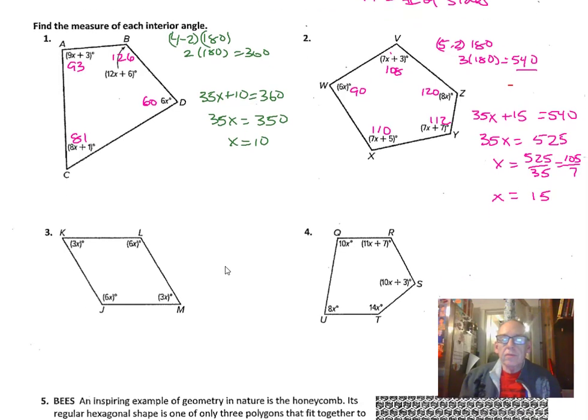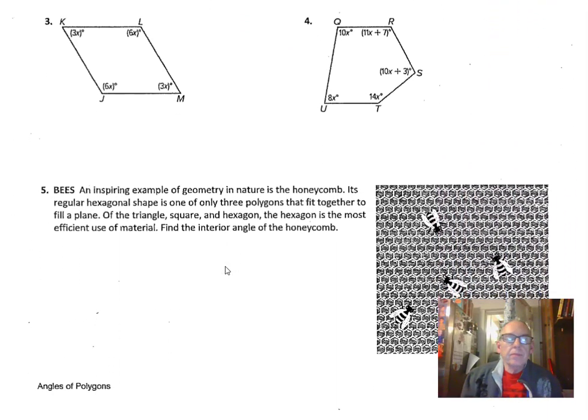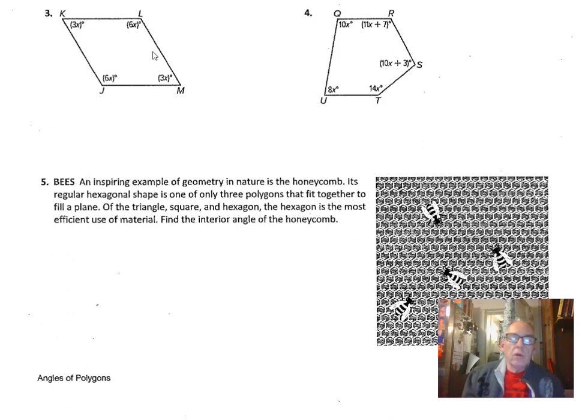Let's look at the next ones. Here we have what looks like a parallelogram. In fact, this is a parallelogram. We see these opposite angles are congruent, even though we haven't really talked about parallelogram properties yet. But we have a four-sided figure. 4 take away 2 is 2. 2 times 180 is 360. These degrees need to add up to 360. We have 12, 13, 14, 15, 16, 17, 18 x's equals 360. Divide by 18. X is going to be 20.